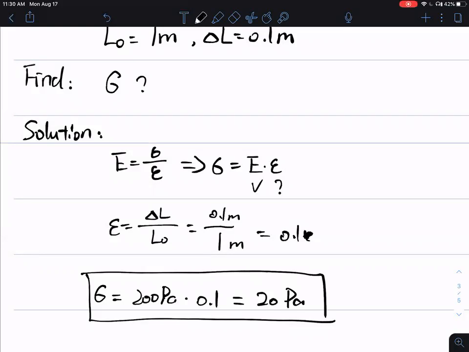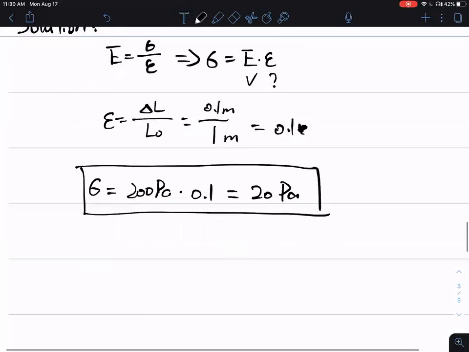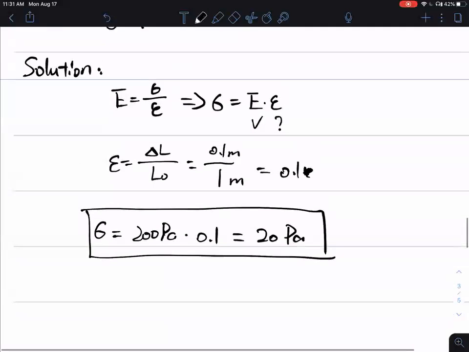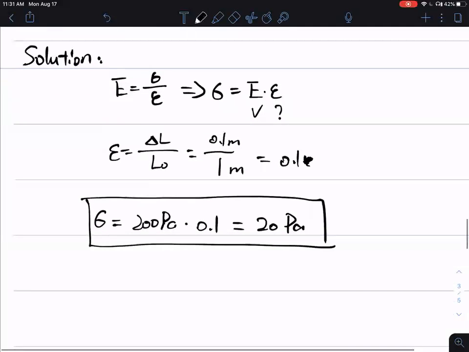Now, I want to ask this question differently. The same material X with the same Young's modulus, same original length of 1 meter. Now, listen to the question. What is the deformation? What is the new length of this bar made of material X if I apply a 1000 Pascal stress to this bar?